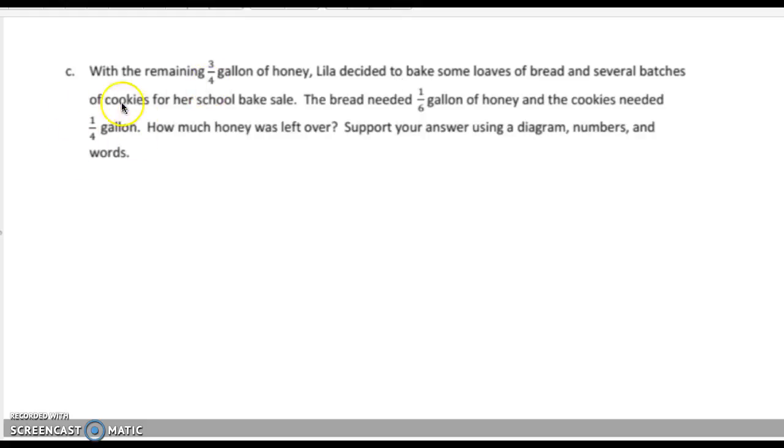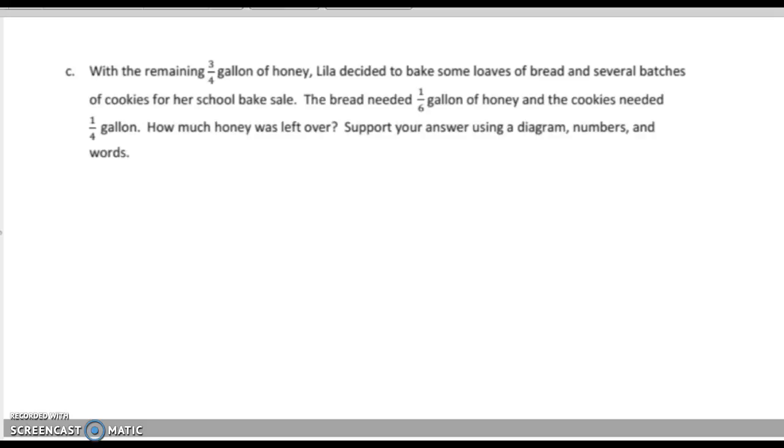Okay, and then all the cookies she makes takes a 1/4 gallon of honey. Again, she's putting it in the cookies. She's using it. She's not going to have it anymore. What math best describes that? So you're going to need to do that. Draw a diagram, use some numbers to show the math you do, and then explain with words why you made the choices you did. I'm going to look at a similar problem.